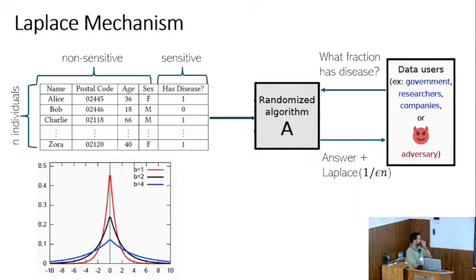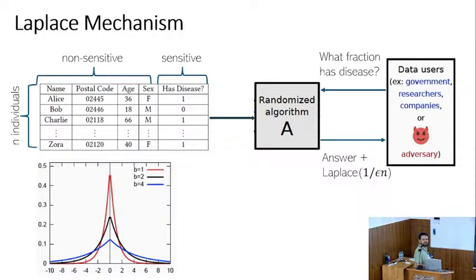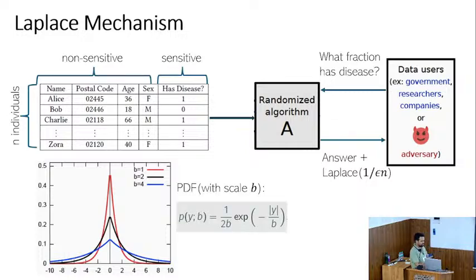Before that, let's see some properties of the Laplace distribution. Laplace is a continuous random variable. The probability density function of the Laplace distribution looks like this, and b is the scale of the Laplace distribution. So the PDF looks like this.